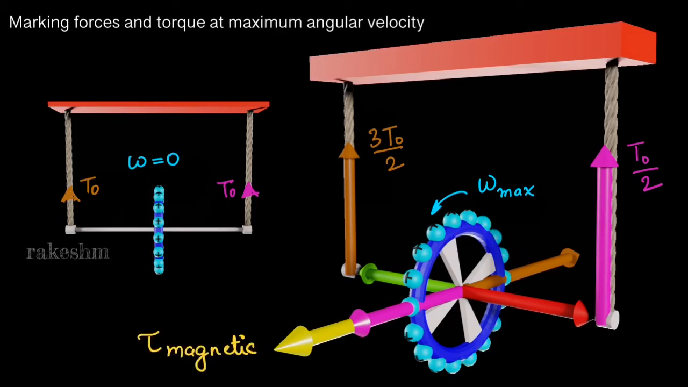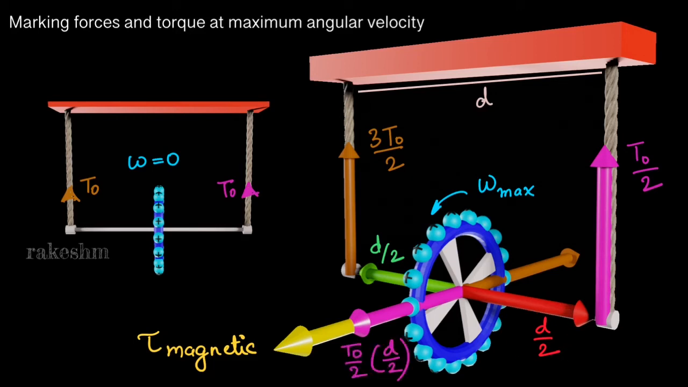Next, as this wheel is in rotational equilibrium, let us equate all the torques on this wheel. We have discussed that the torque due to the magnetic field on this ring is in this direction, so we are writing this as the torque due to the magnetic field. It was given that the distance between these two strings is d, so from the wheel to this string it will be d by 2, and from the wheel to this string it will also be d by 2.